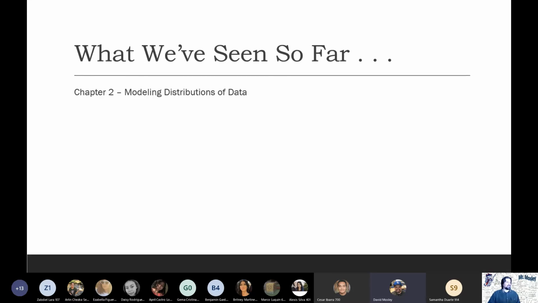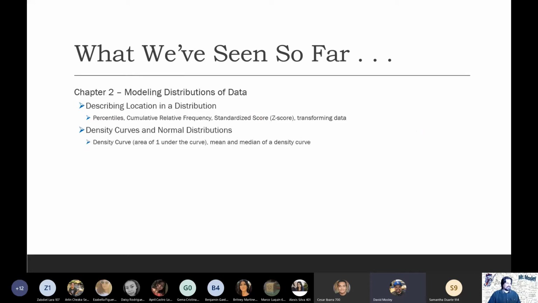Then we got into chapter 2, modeling distributions. We need to be able to describe the location of a distribution. We can do that with percentiles, cumulative relative frequency, and the standardized score, the z-score. We also considered transforming data, adding or subtracting a number, or multiplying and dividing by a number to adjust our data. Standardizing the score is one version of transforming data.